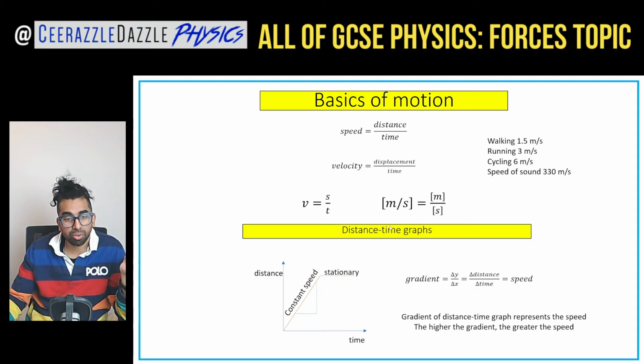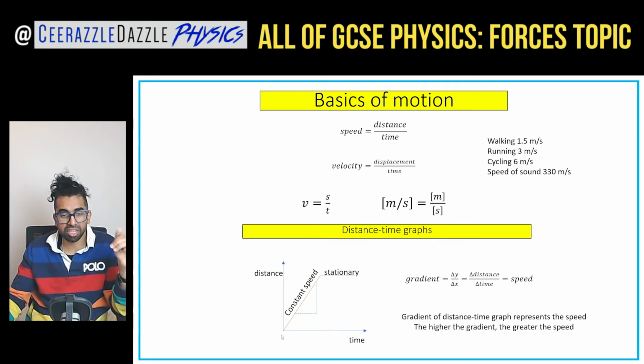Now, distance time graph. So over here we have a distance time graph. On the y-axis, I've put the distance, x-axis, I've put the time. Hopefully you can recognize that if it's a diagonal line, it means it's a constant speed. If it's a straight horizontal line, it means it's stationary over here.